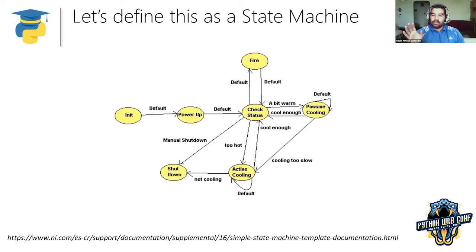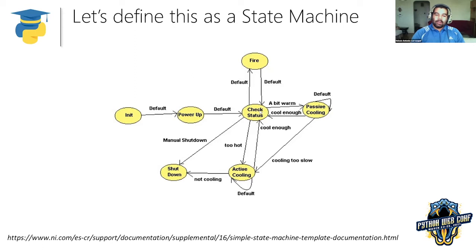So if the cannon is okay, we can fire and we can keep firing, okay? But at some point, the cannon gets too hot or a bit hot, and it goes to passive cooling. If in this process it's not cool enough, we go to active cooling, and we go back to check status from each of these 2 states.